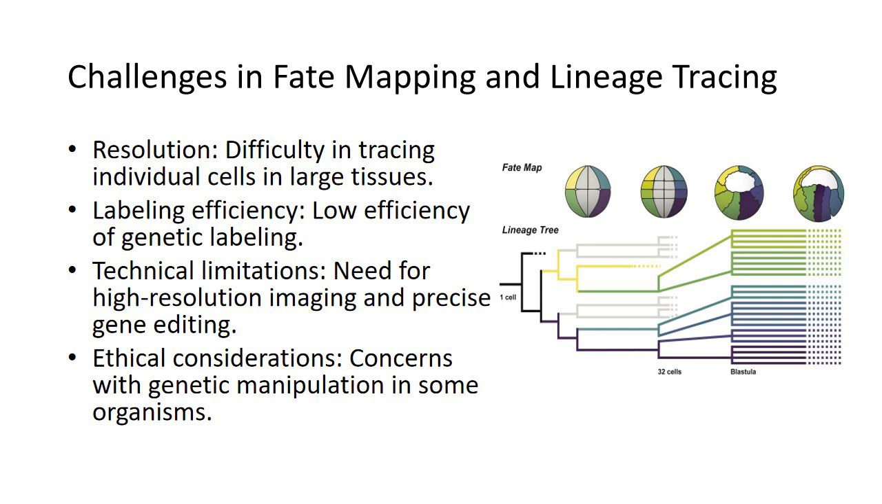Fourth, challenges in fate mapping and lineage tracing. Despite their many advantages, these techniques come with certain challenges. Resolution: tracking individual cells over time, especially in large or complex tissues, can be difficult. Advances in high-resolution imaging and single-cell techniques are helping overcome these limitations. Labeling efficiency. In some cases, the efficiency of labeling specific cells can be low, and there is a risk of loss of labeling during cell division. Efforts to improve genetic labeling strategies are ongoing.